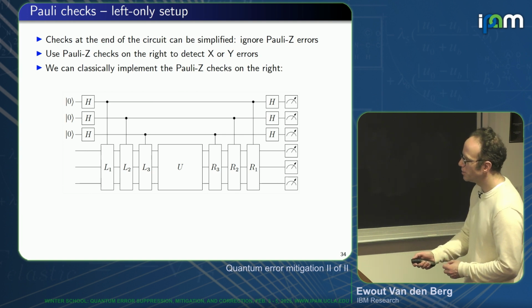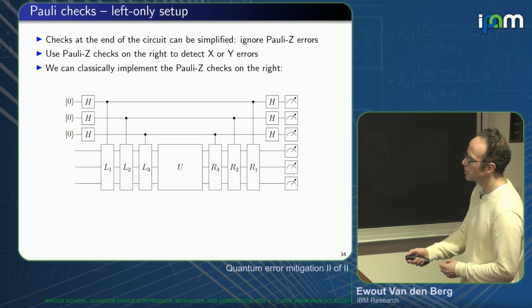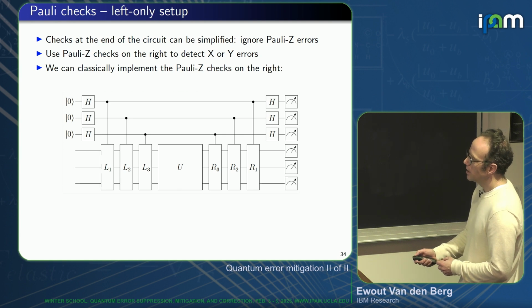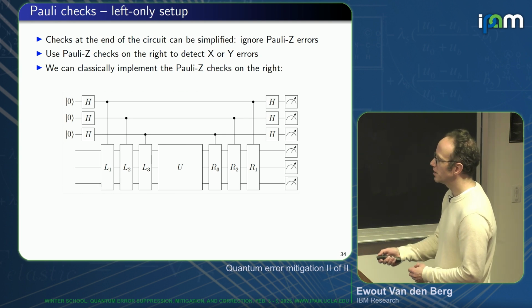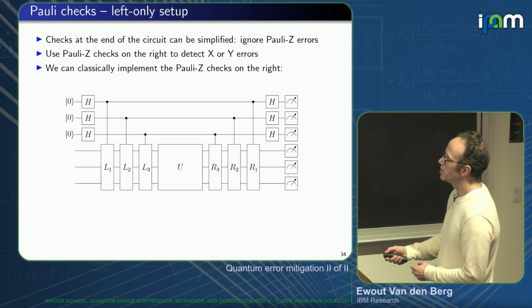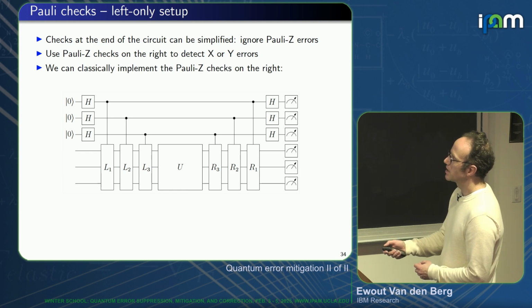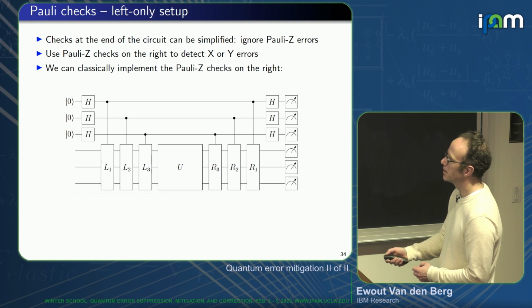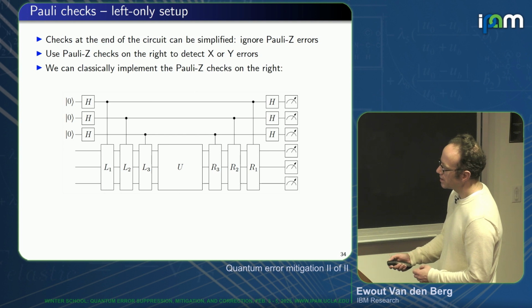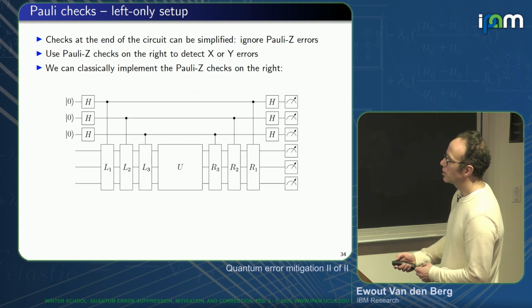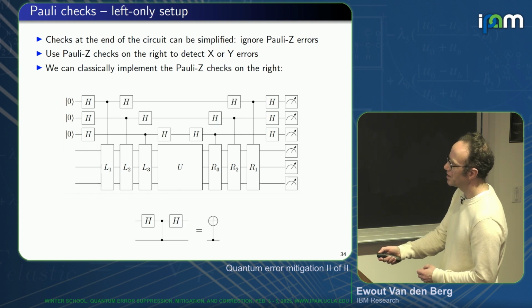So if this unitary happens at the end of the circuit, then we may not really care about Pauli Z errors at the end, because the measurement is invariant to them. So we only need to check for X and Y errors. So we can use Pauli Z checks here at the end. But it turns out that if you do these checks here at the end with Pauli Z, you can implement them classically. So let's first introduce some Hadamard gates here in the middle, right?